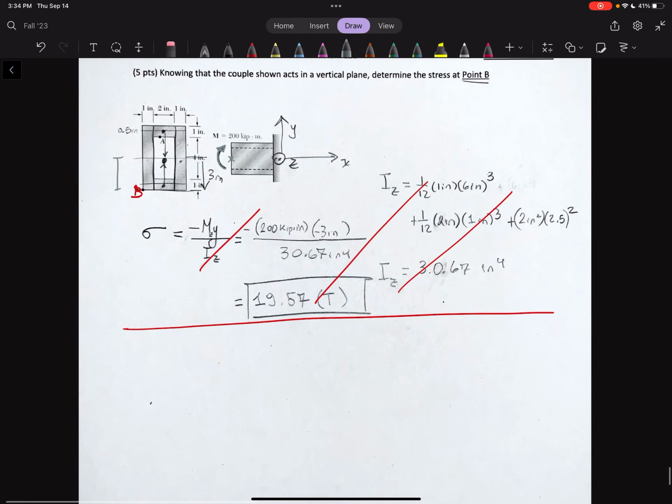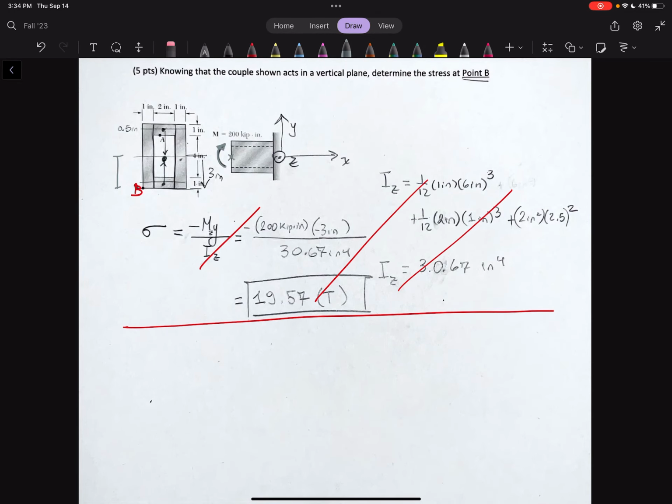This is the story of a person, and that's me, that did this problem and got it completely wrong. Knowing that the couple shown acts in a vertical plane, determine the stress at point B. So I'm going to do it again now, and I'm going to see what I did wrong.